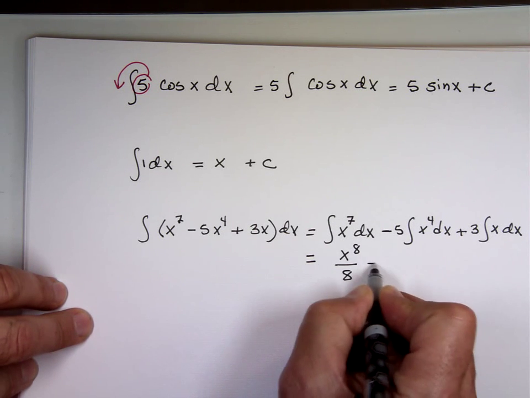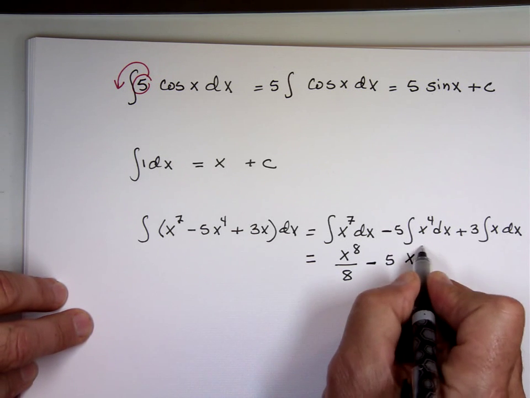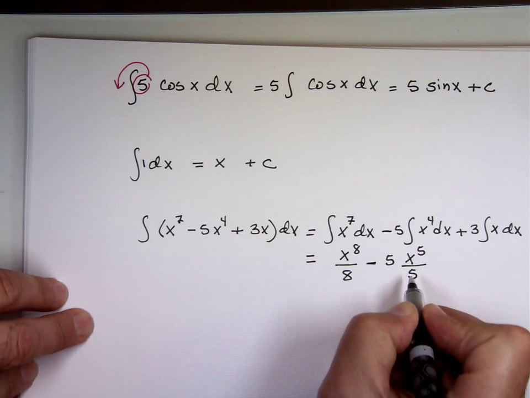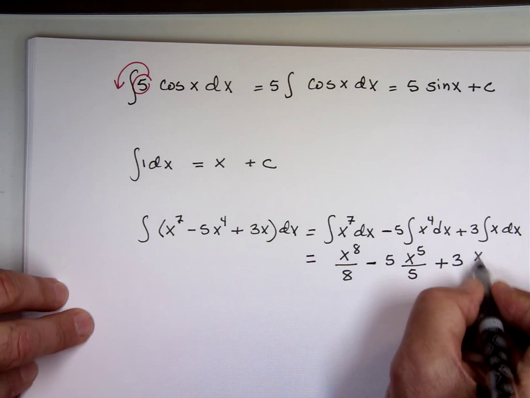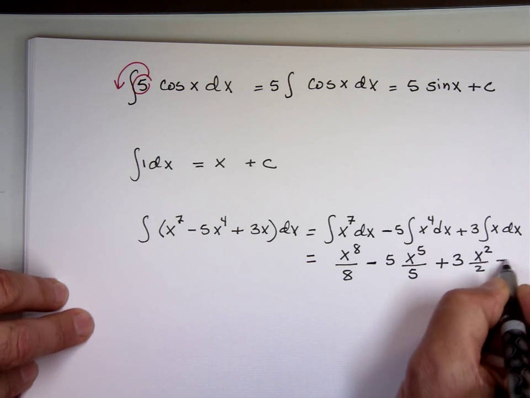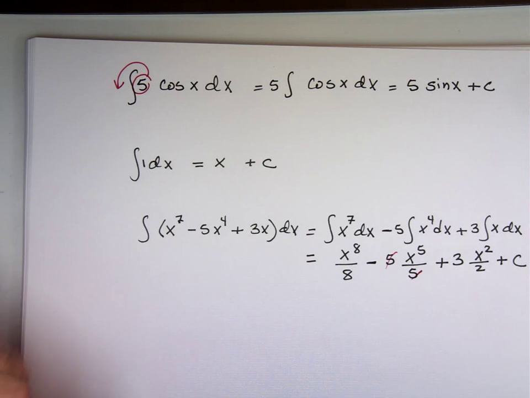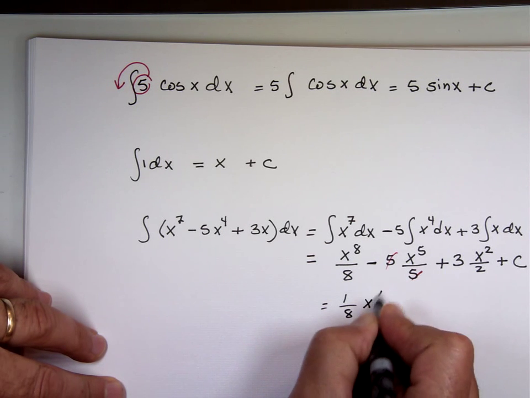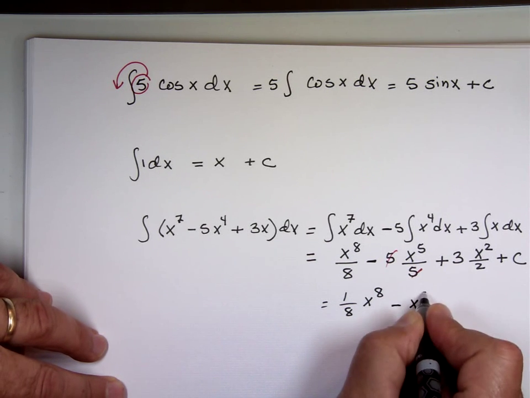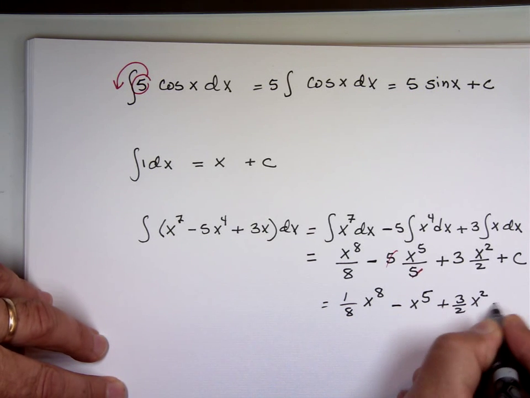There's the minus. There's the 5. What's the answer to x to the 4th? X to the 5th over what? 5. There's the 3. What is the integral of x? Add 1 to the power and plus the constant c. And you can clean that up if you want to. This 5 will cancel that 5. You will have 1/8 x to the 8th minus x to the 5th plus 3/2 x squared plus c.